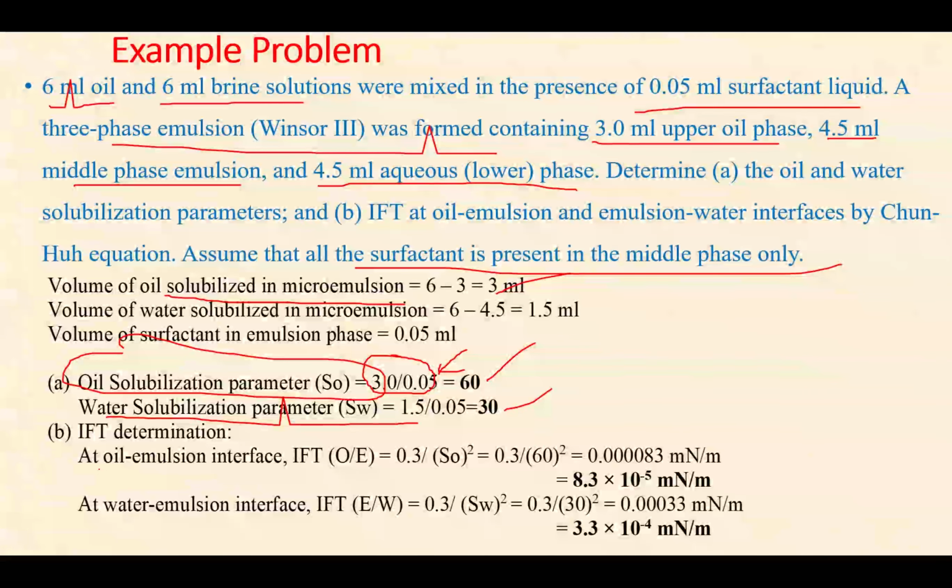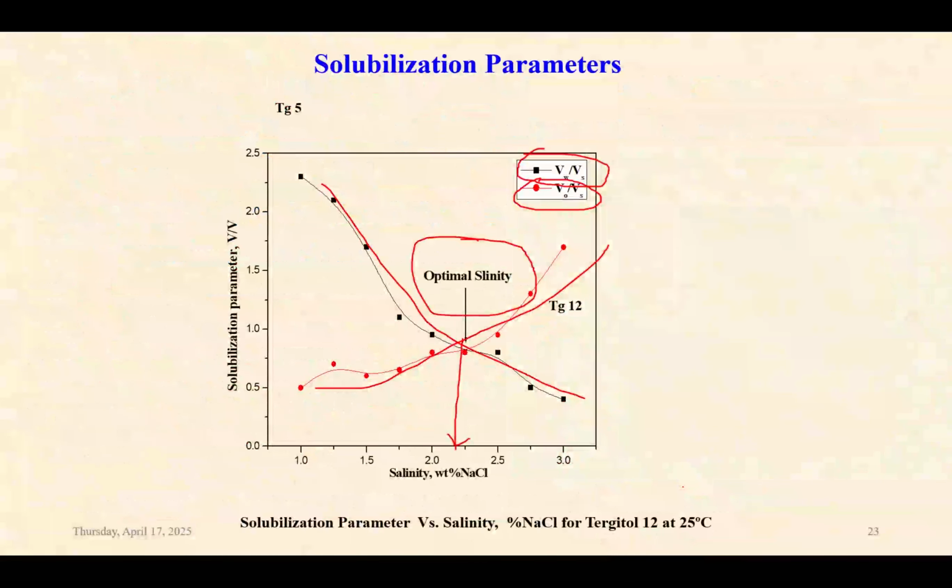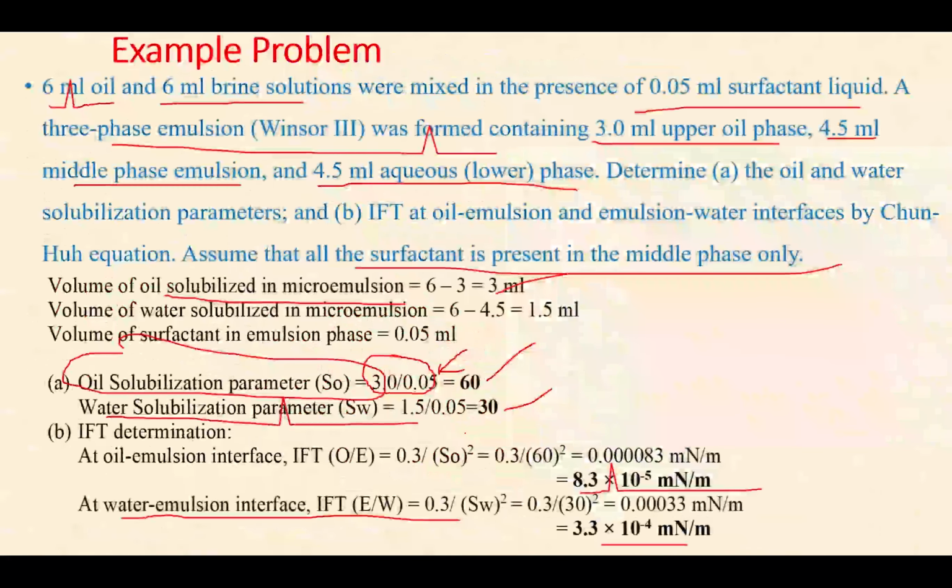Therefore, at the oil-microemulsion interface, the IFT value is equal to 0.3 divided by the solubilization parameter squared, so 8.3 into 10 to the power minus 5 millinewton per meter. And at the water-microemulsion interface, it is 3.3 into 10 to the power minus 4 millinewton per meter. And at optimum salinity condition, as I mentioned, it is generally observed that both the IFT values are the same.